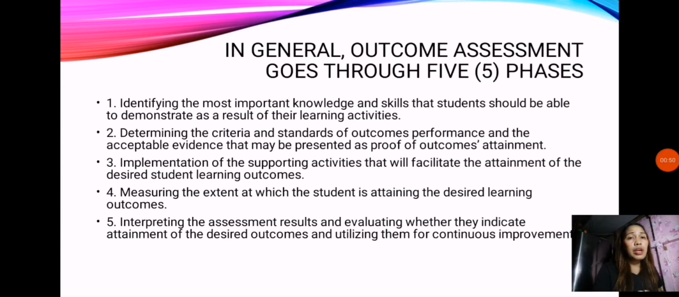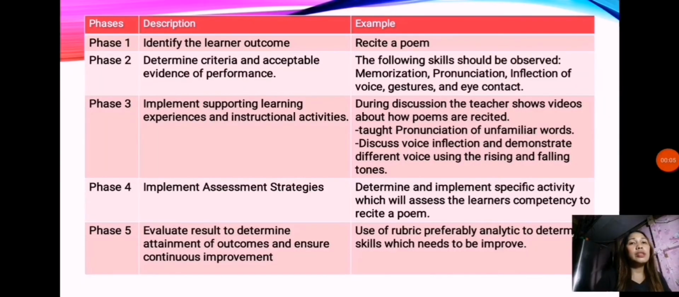And number 3, implementation of the supporting activities that will facilitate the attainment of the desired student learning outcomes. And number 4, measuring the extent to which the student is attaining the desired learning outcomes. Number 5, interpreting the assessment results and evaluating whether they indicate attainment of the desired outcomes and utilizing them for continuous improvement.